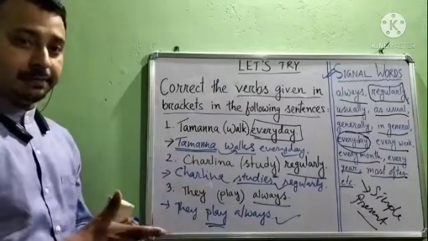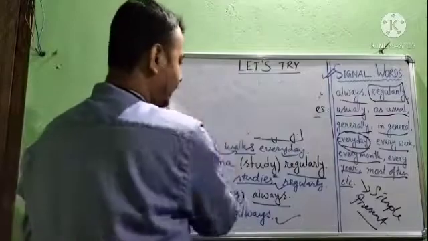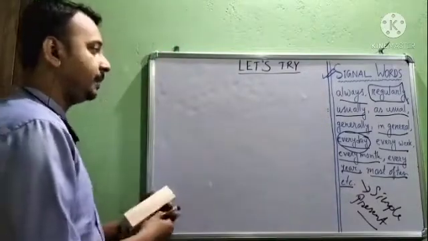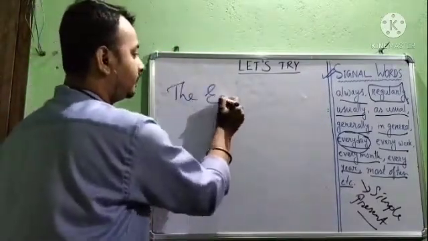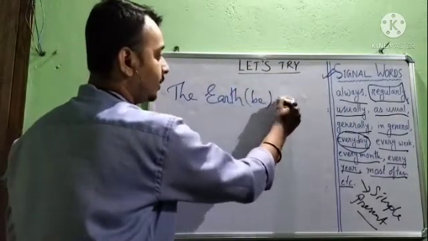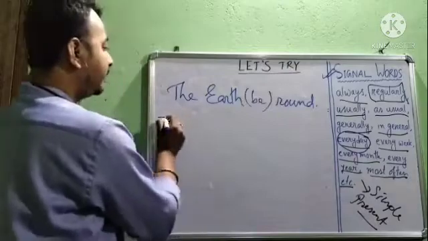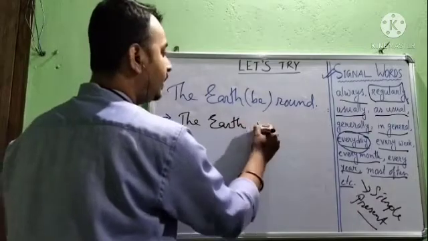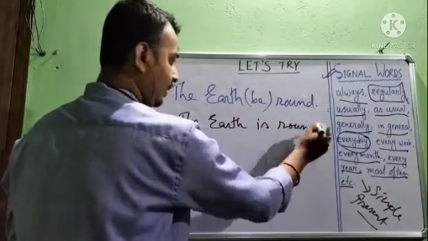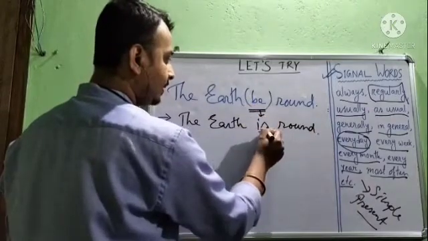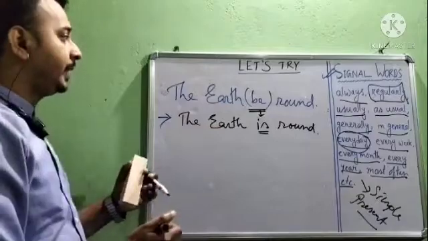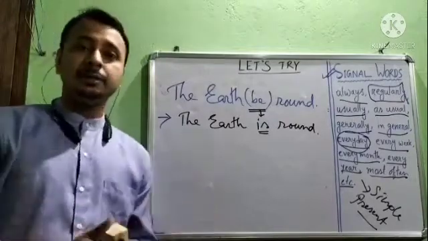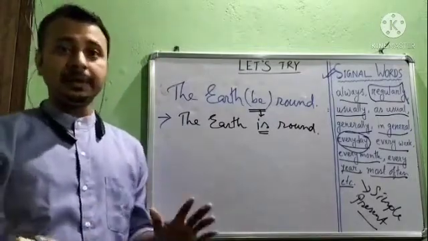And sometimes in some sentences there are no signal words. Then you have to know by their meanings. For example, like this: the earth be round. Then the answer will be the earth is round. Why is here? Because the be verb form in present tense is. Here there is no signal, but we know that it is a universal truth, and we already know that universal truth sentences are simple present tense. So students, hope you have already understood whatever I have taught you.